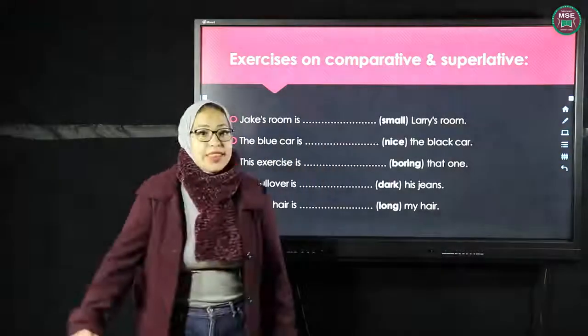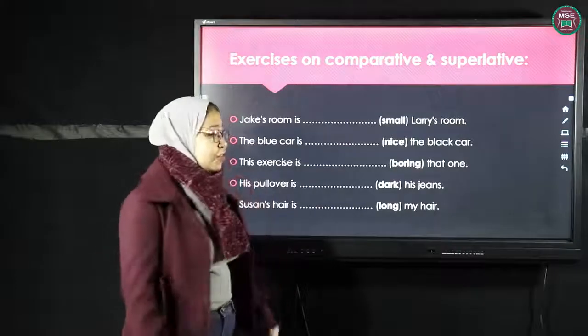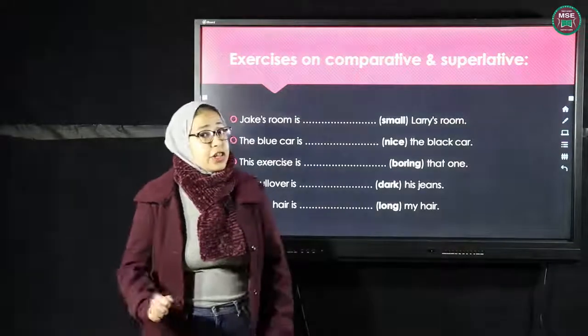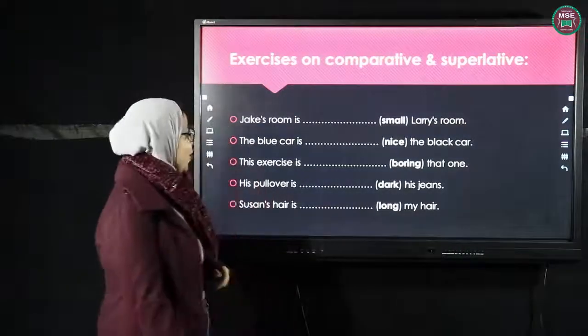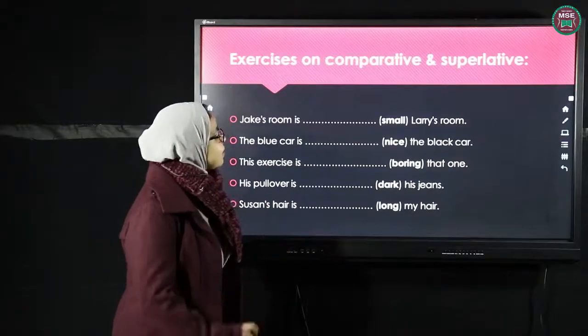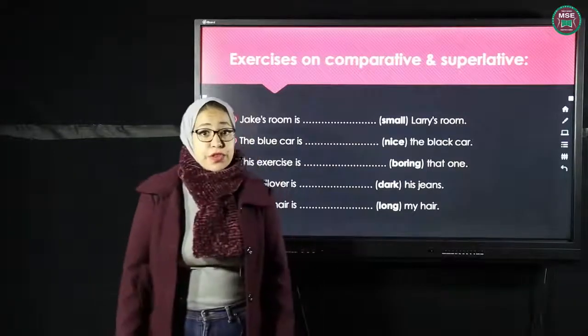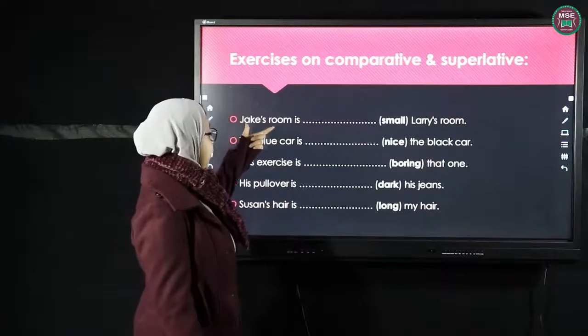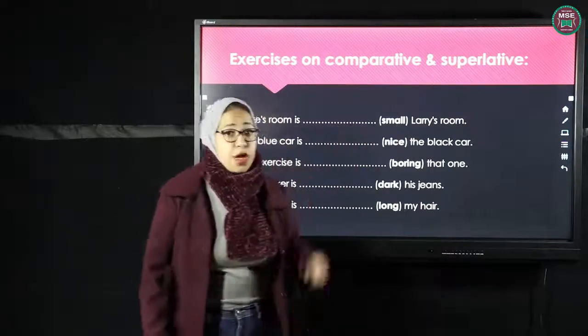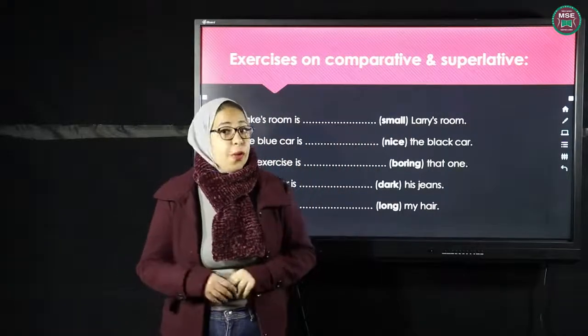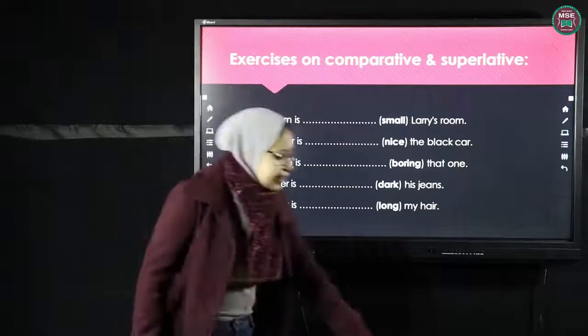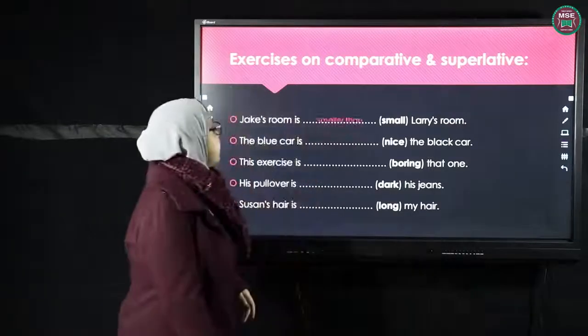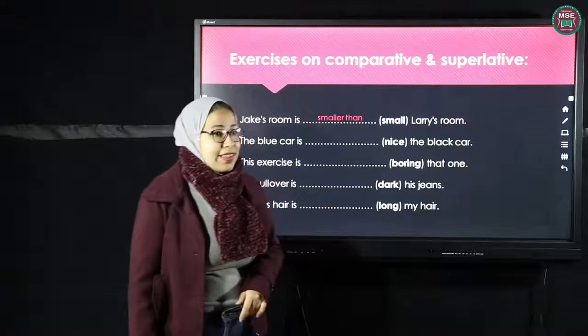So let's start with the exercises. Check yourself and see whether you're going to do it correctly or not. I'm sure you're going to do it correctly. So, Jake's room is small, Larry's room. In here, I'm comparing between Jake's room and Larry's room, one thing and the other. So what am I going to do? Excellent, I'm going to use the comparative, smaller than.